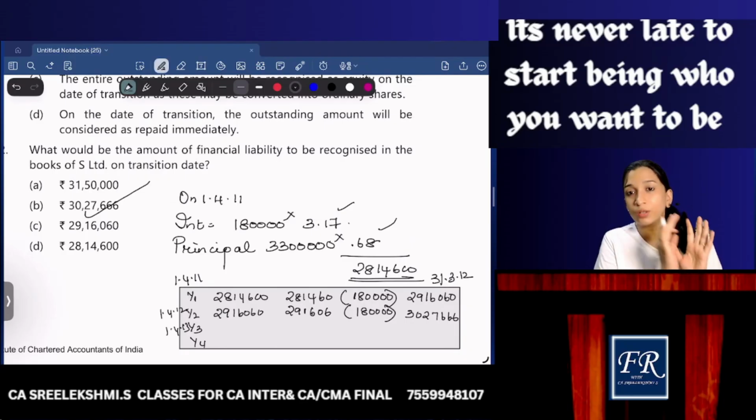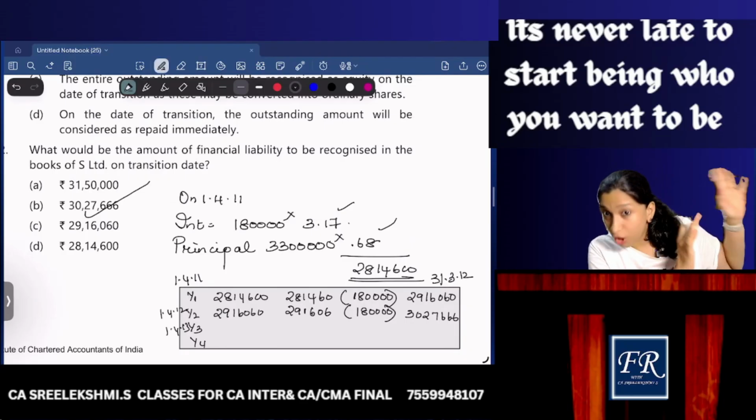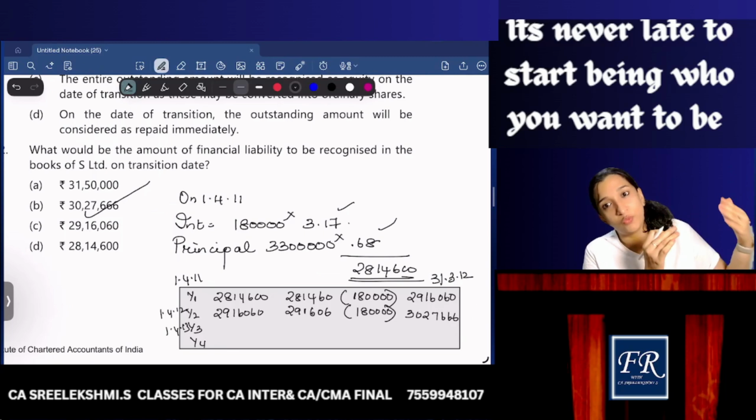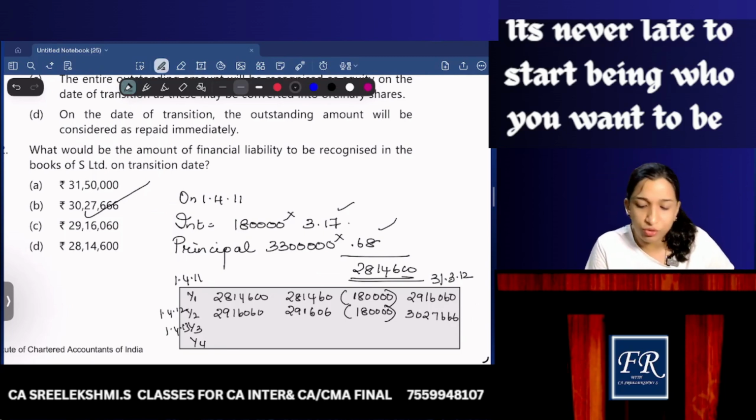So first you calculate the value as on that date, original value, what would be the value, then unwind as usual, find out what is the value to be accounted on this date. Did you understand? Hope so.